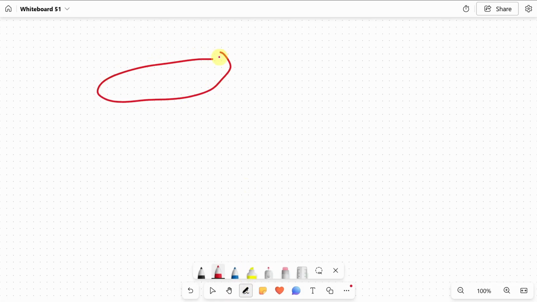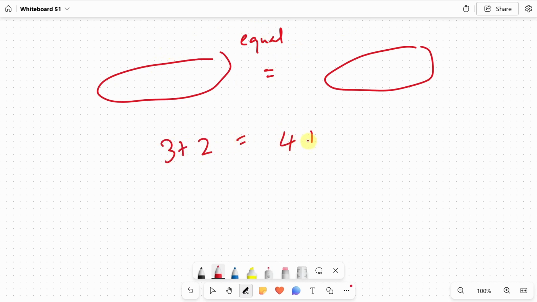So when you write an equation, you will write one side equals to another side, right? Although this is common sense, equals to means that it needs to be equal. The left needs to be equal to the right. For example, 3 plus 2 must equal to 4 plus 1. So both sides must be equal, equals to 5.